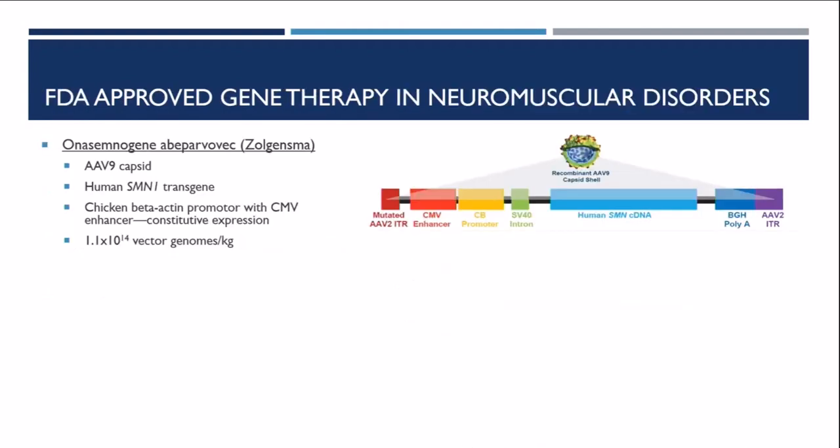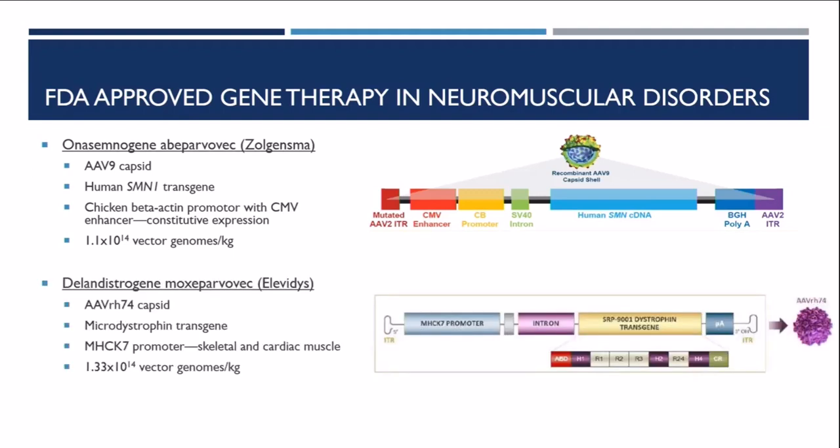We've already seen this, but the FDA-approved gene therapy for SMA is onasemnogene abeparvovec. That's an AAV9 capsid with a human SMN1 transgene and the promoter. So you have to think about these things. The promoter is an important promoter. It's a ubiquitous promoter, so it'll be producing this gene product everywhere that it's transduced. The dose is 1.1 times 10 to the 14 vector genomes per kilo.